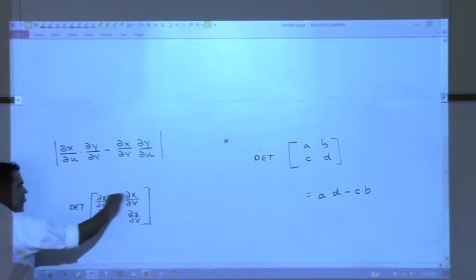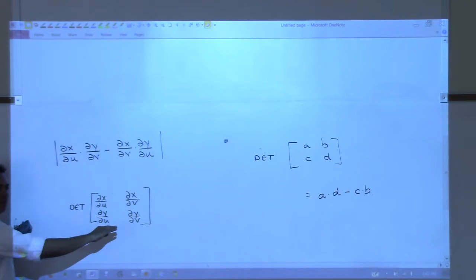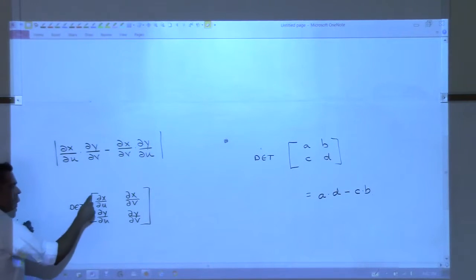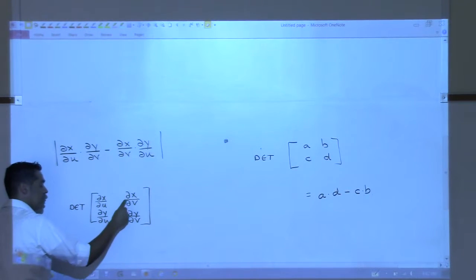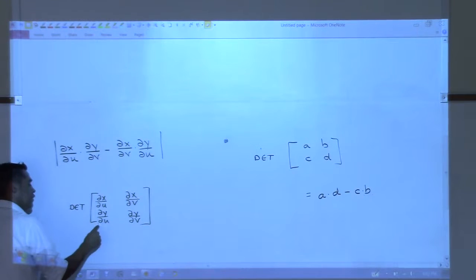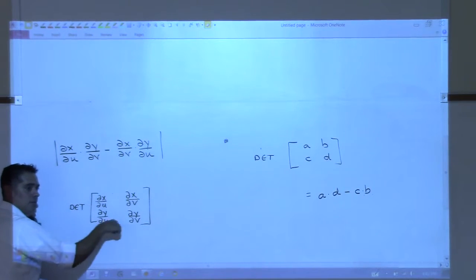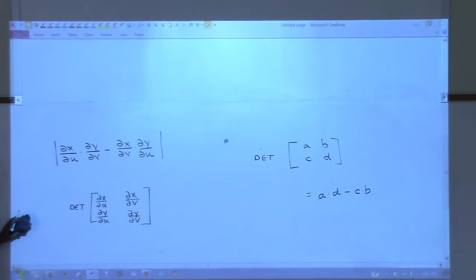So then your x's are on top, your y's are on the bottom, right? So it's like you're doing partial of x with respect to u, partial of x with respect to v, partial of y with respect to u, partial of y with respect to v. And then when you do this determinant, you get the inside of that, right? Okay.